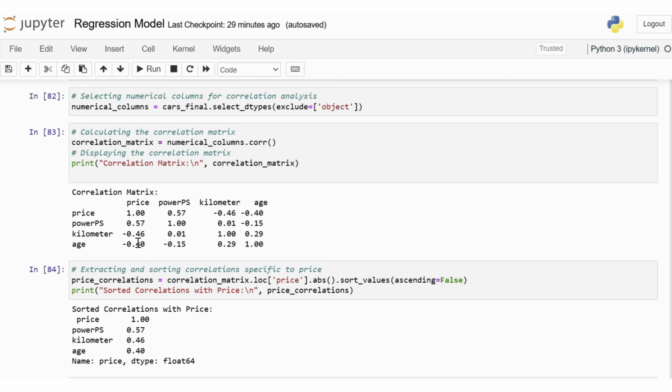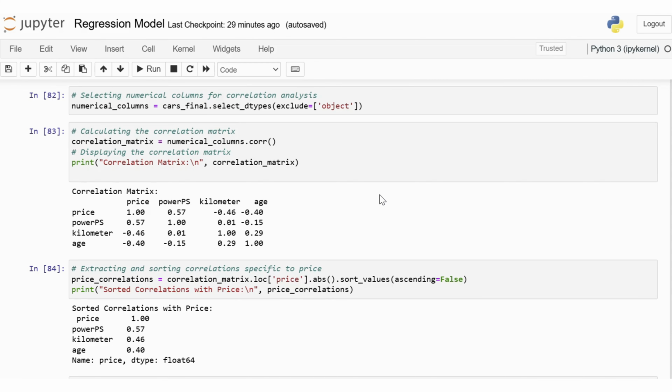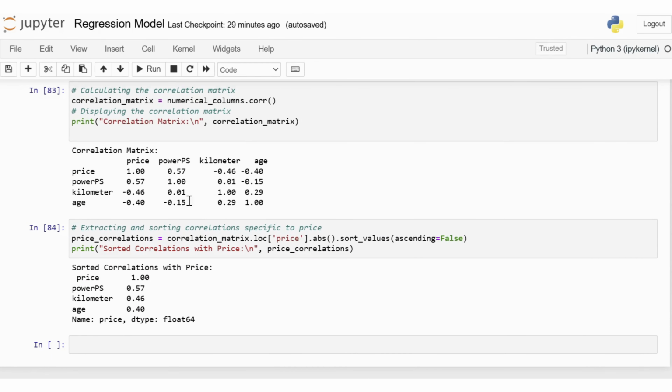Now we will be looking into extracting the correlation specific to price. To focus on how each variable relates to the price, we will extract and sort these correlations. The sorted correlations with the price variable highlight the strength and direction of the relationships between the price of the car and other numerical variables in the dataset.